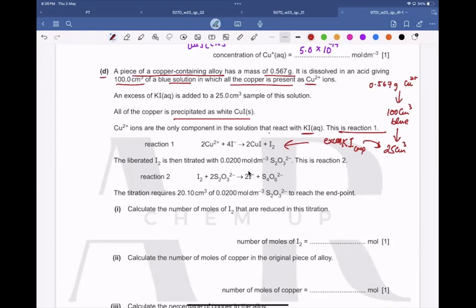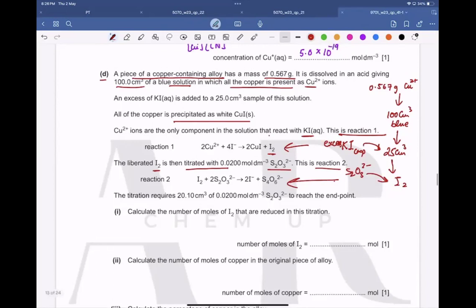Now, the liberated iodine, which is formed over here, is then titrated with thiosulfate. This is reaction 2. So it means when this has been added, we got iodine over here. And in that iodine, we have added thiosulfate, S2O3 2-. And when we add this, this reaction would occur. Is this clear? Okay. Then they are saying the titration requires 20.10 centimeter cube of 0.02 mole per decimeter cube to reach the endpoint.